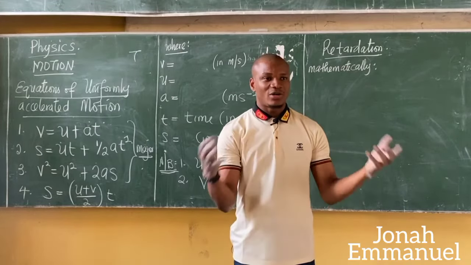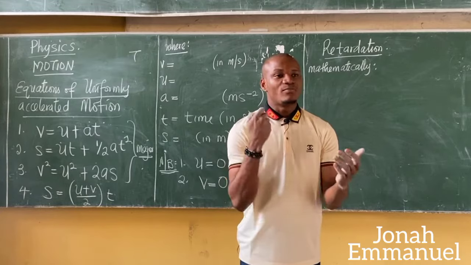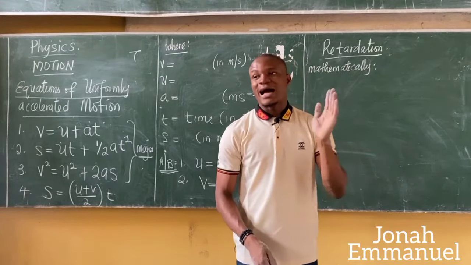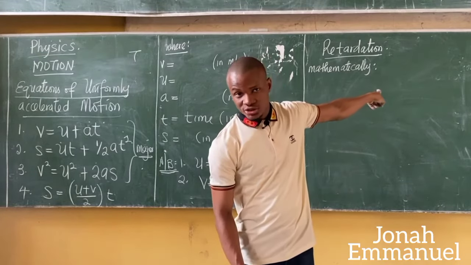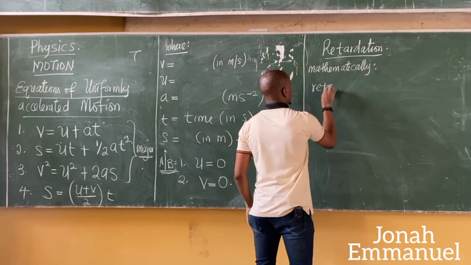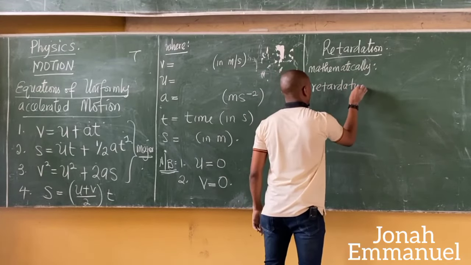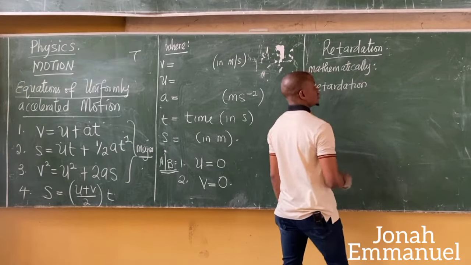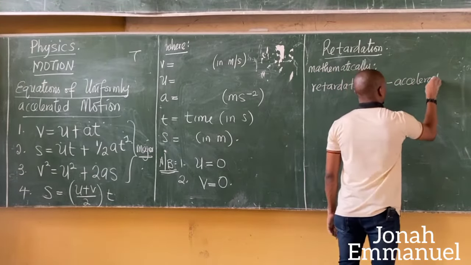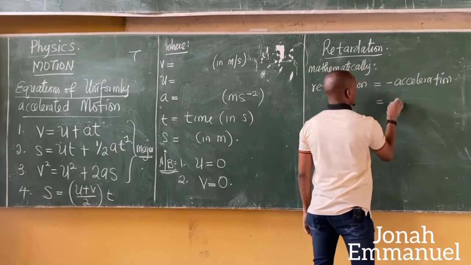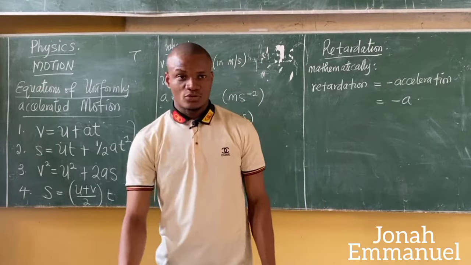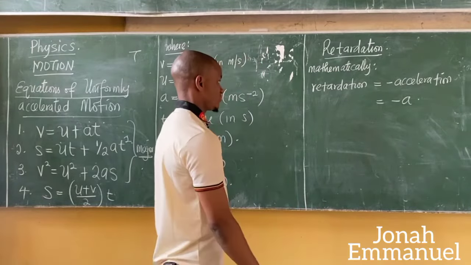Please, I can't stress this enough. When you're solving a problem on motion and a body applies brake, what is the word? Retardation. Mathematically, retardation is equal to negative acceleration, that is, equal to minus a.